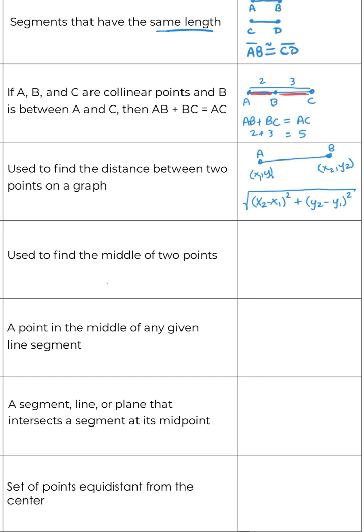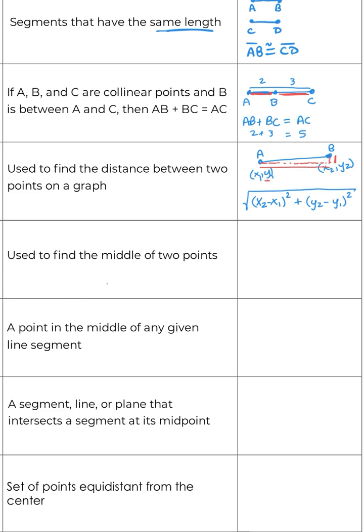Basically, we're drawing a little triangle and doing the Pythagorean theorem. We're finding the difference between the y's, which is up and down, and then we're finding the distance between the x's, which is back and forth, and we're doing a little Pythagorean theorem there.